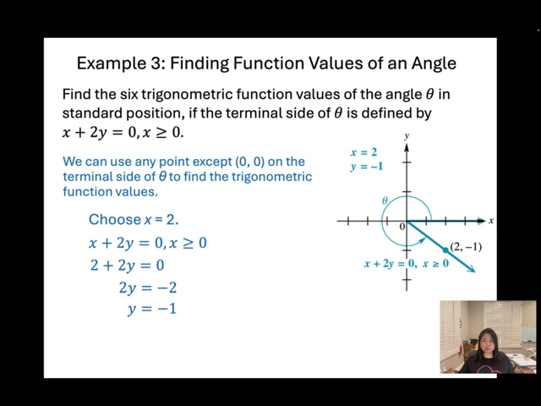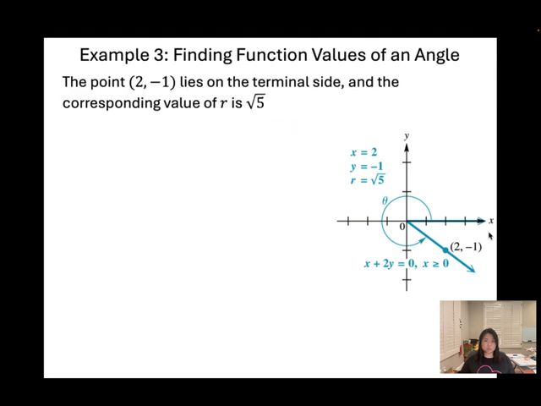Now we want to find the r. R will be the hypotenuse in here. So plug into the formula, you're going to get r equal to square root of 5. Okay, right? So we do have a point and we find out r is equal to square root of 5.